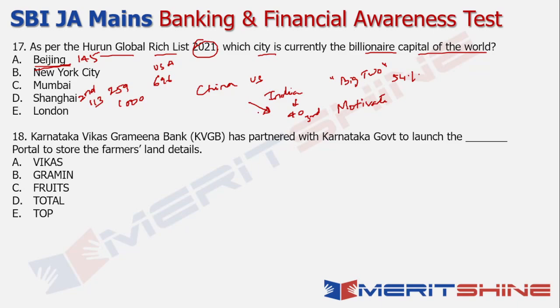Next up, we're talking about Karnataka Vikas Gramin Bank, which has partnered with the Karnataka government to launch the Dash portal to store the farmers' land details. Now, which is the portal that it has launched?